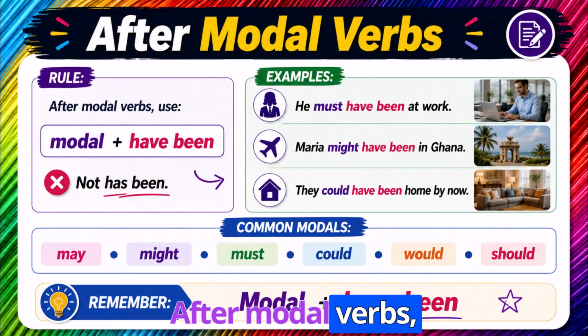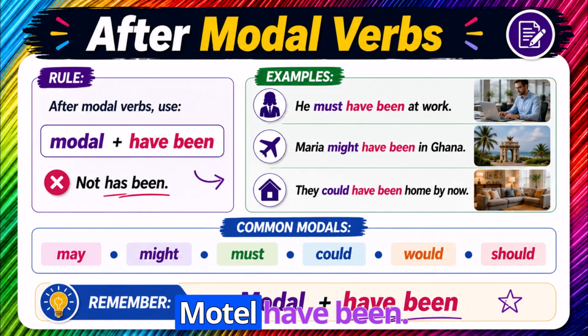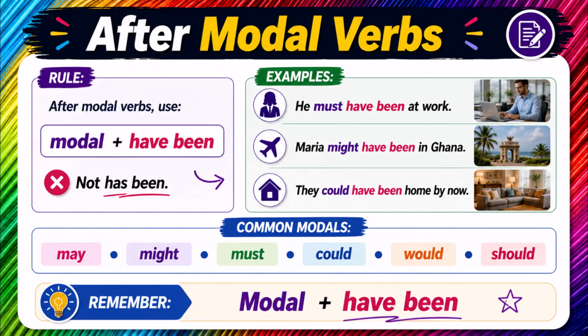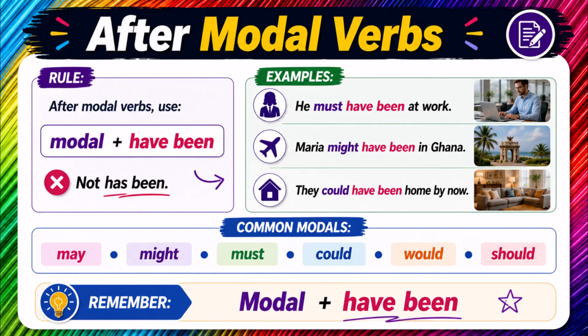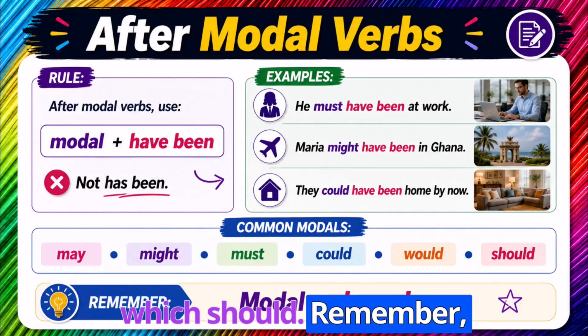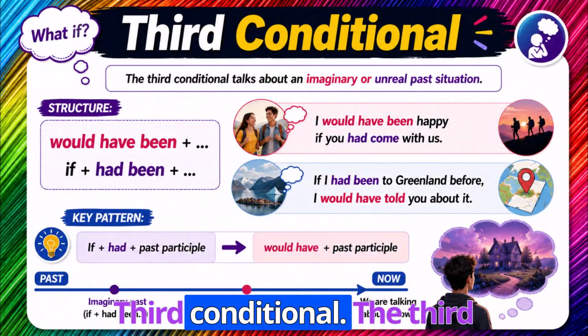After modal verbs, use modal have been, not has been. He must have been at work. Maria might have been in Ghana. They could have been home by now. Common modals: may, might, must, could, would, should. Remember: modal have been.